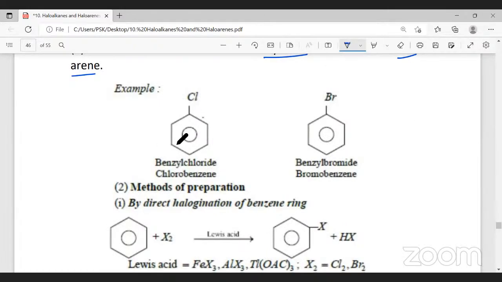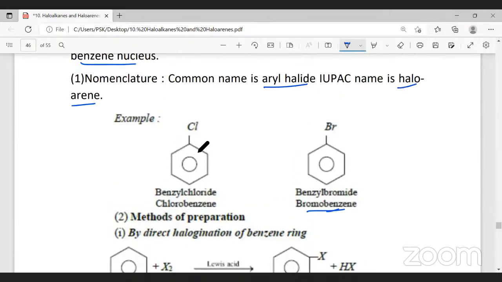Now you can see this is benzyl chloride. The IUPAC name is chlorobenzene. This is benzyl bromide. The IUPAC name is bromobenzene. The common name is aryl halide. The aryl group is the benzyl group and halogen. Therefore, it's benzyl chloride and benzyl bromide. But the IUPAC names are chlorobenzene and bromobenzene, because the parent molecule is benzene. The substituent is chlorine, therefore chlorobenzene. Here also, the parent molecule is benzene, the substituent is bromine. Therefore, it's called bromobenzene.